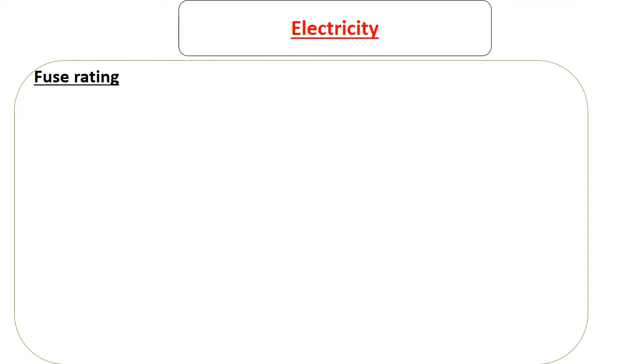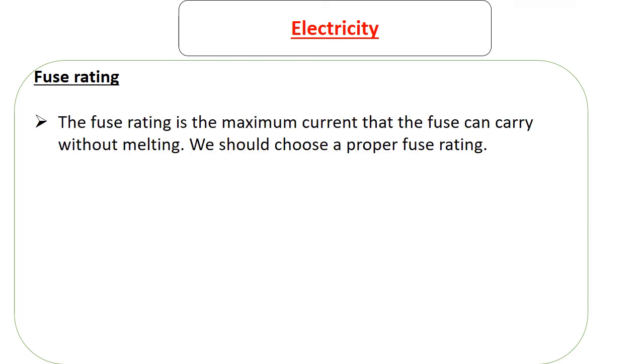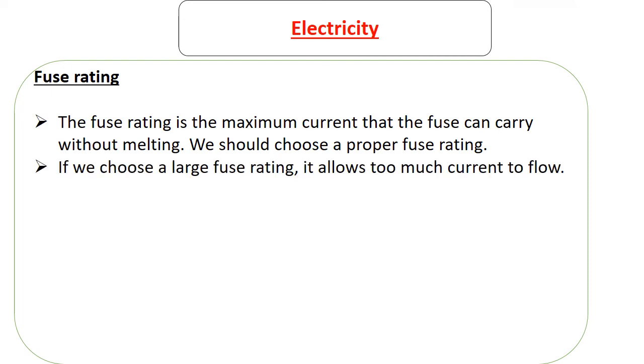For example, if your plug has a damaged fuse, how do you get a different fuse to replace that one? You have to know how they do the rating. So the science of the fuse is as follows. The fuse rating is the maximum current that the fuse can carry without melting. We should always choose a proper fuse rating based on this thinking.